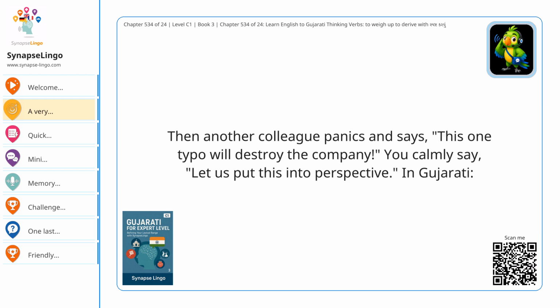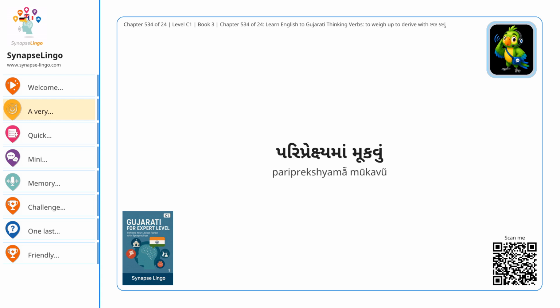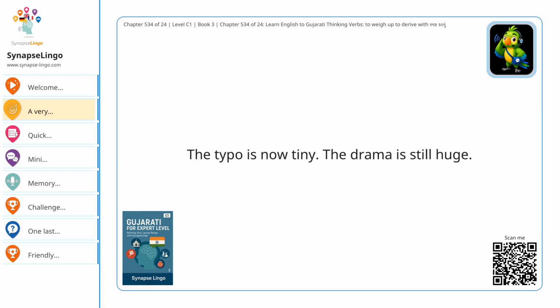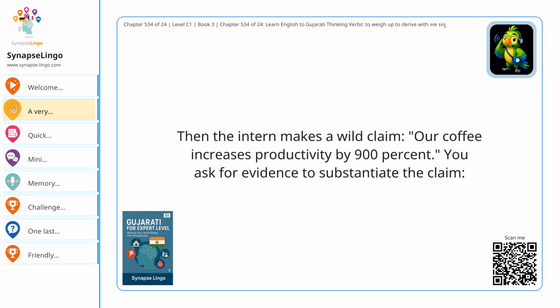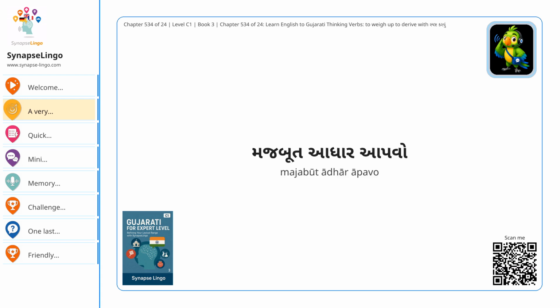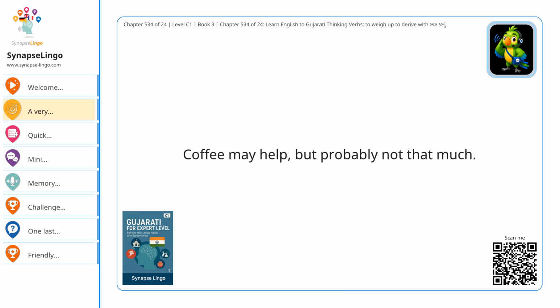Then another colleague panics and says, "This one typo will destroy the company." You calmly say, "Let us put this into perspective." In Gujarati, પરિપ્રેક્ષ્યમાં મૂકવું. The typo is now tiny. The drama is still huge. Then the intern makes a wild claim, "Our coffee increases productivity by 900%." You ask for evidence to substantiate the claim. મજબૂત આધાર આપવો. Coffee may help, but probably not that much.